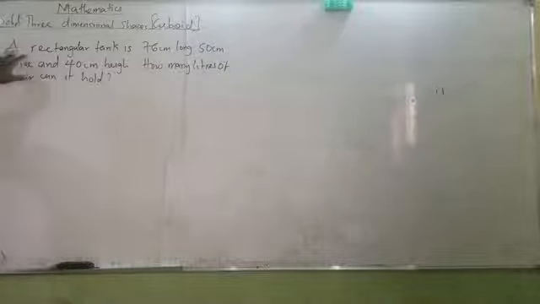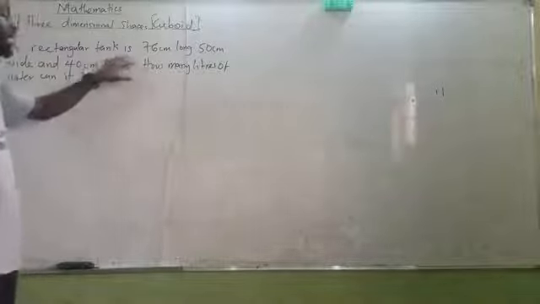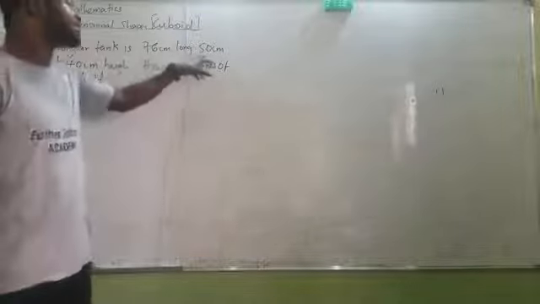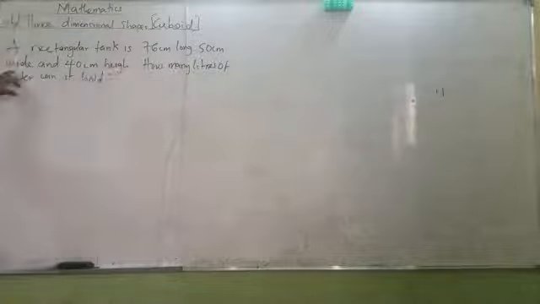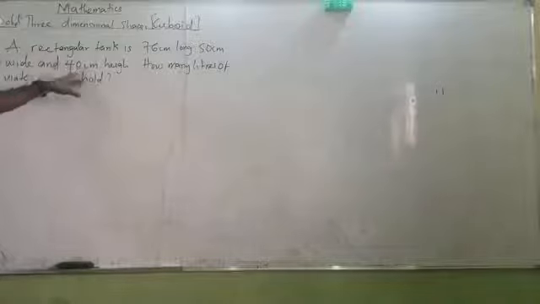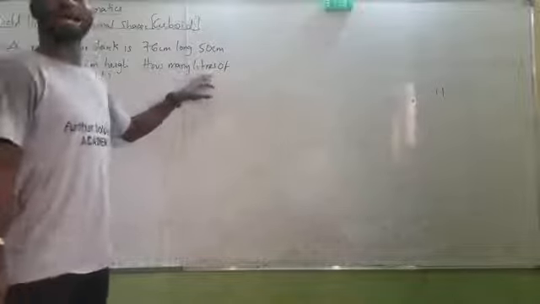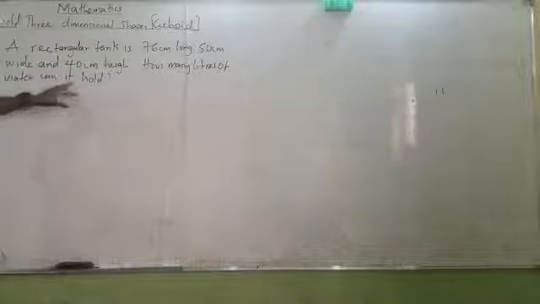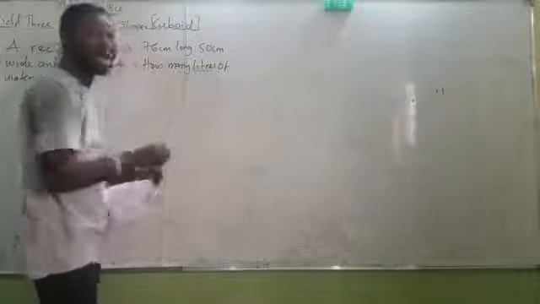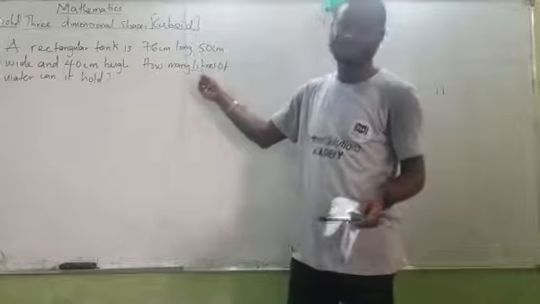Now, a rectangular tank is 76 centimeters long, 50 centimeters wide and 40 centimeters high. How many liters of water can it hold? Now, look at this. I'm just trying to work on this in liters because at advanced level, nobody will ask you in centimeters cubed. You should be working in liters.